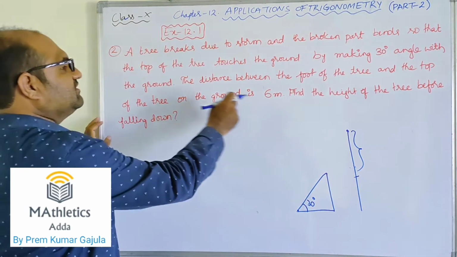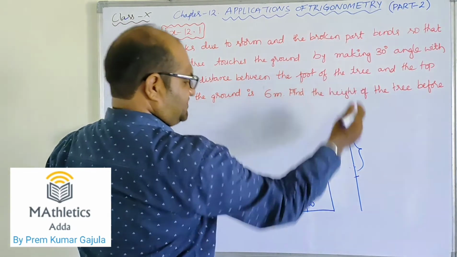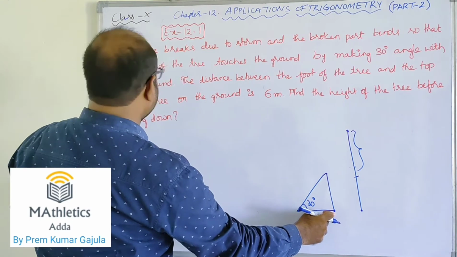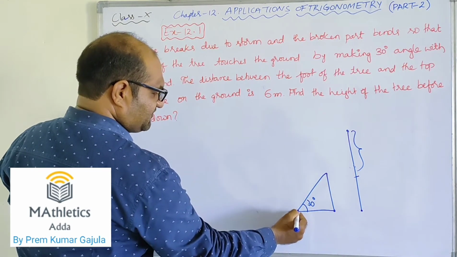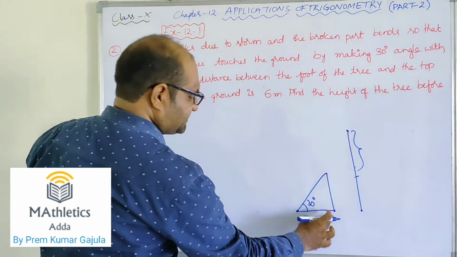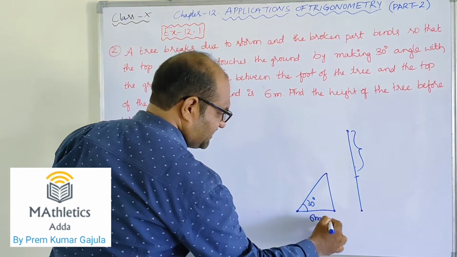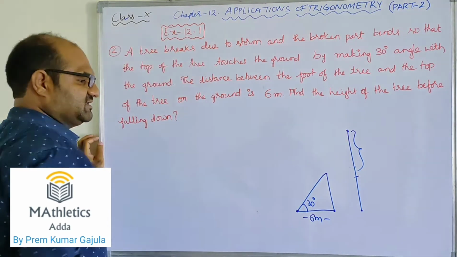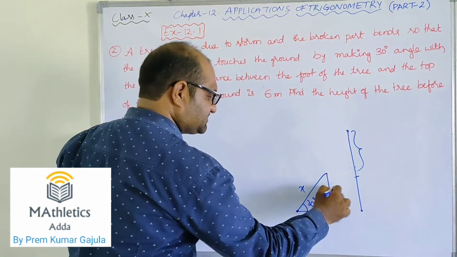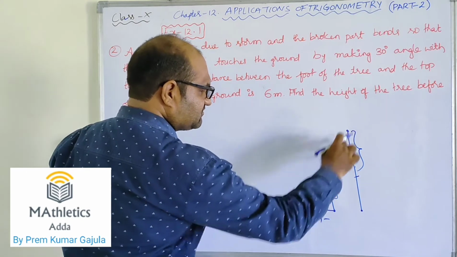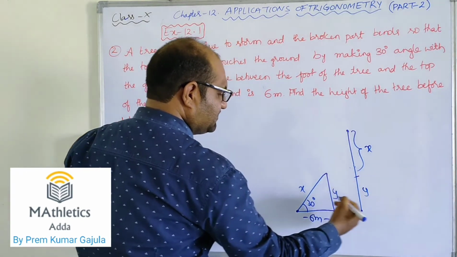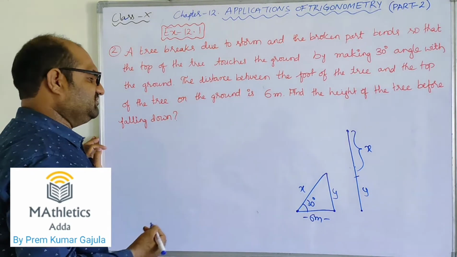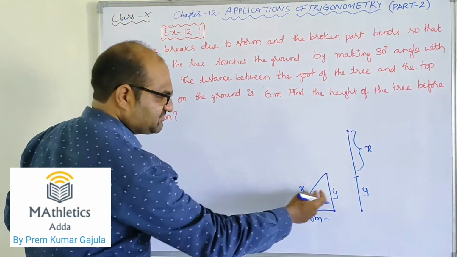Completed. Now the distance between the foot of the tree, this is the foot of the tree, and the top of the tree, this is the top of the tree, on the ground is 6 meters. So this is given as 6 meters. Find the height of the tree before falling down. If you take this as x and this as y, this x plus y is nothing but the height of the tree before falling down. So we have to find x plus y.